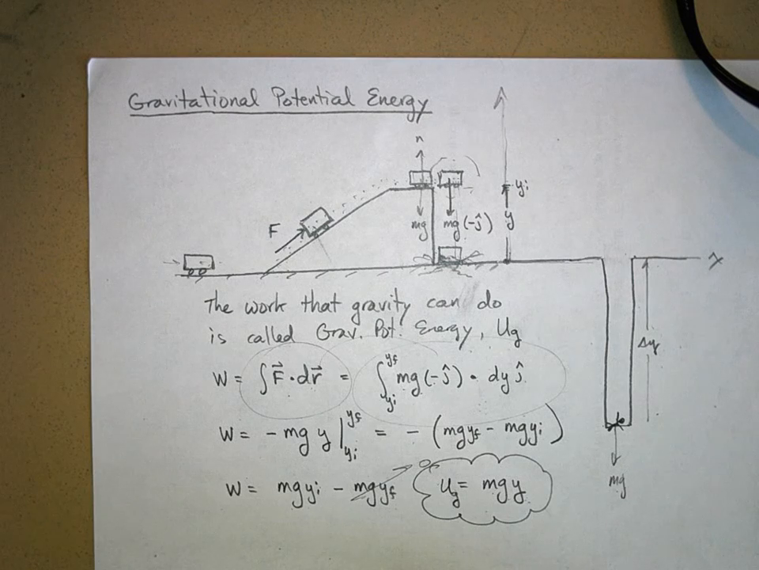Now, so anyway, this is the equation for gravitational potential energy. Now, when we're working problems, we don't really care about what an object's gravitational potential energy is. What we care about is a change in gravitational potential energy.